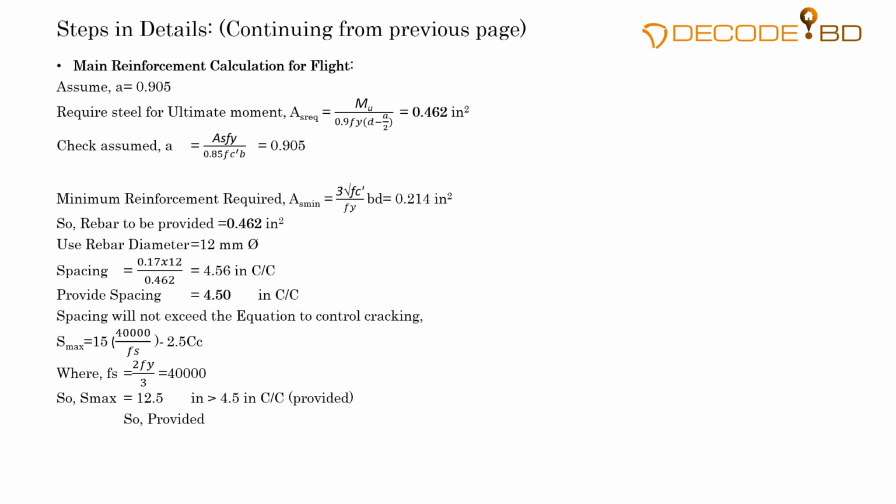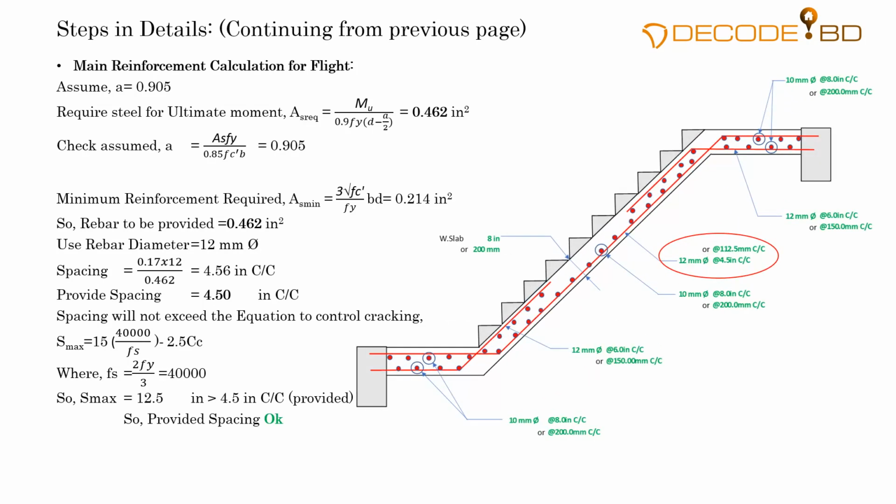So the provided spacing is okay. Here you can see the provided reinforcement for the main rebar along the flight is 12 millimeter at 4.5 inch center to center. If we calculate it in metric units, then it comes to 112.5 millimeter center to center.